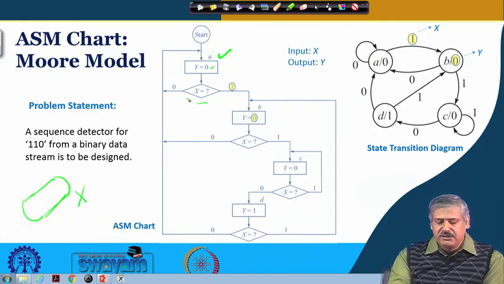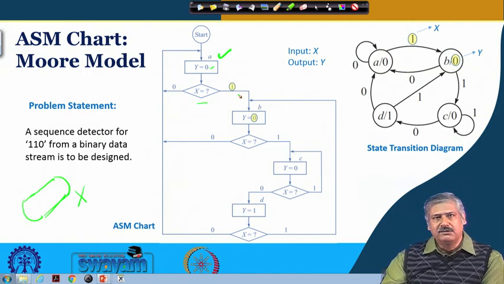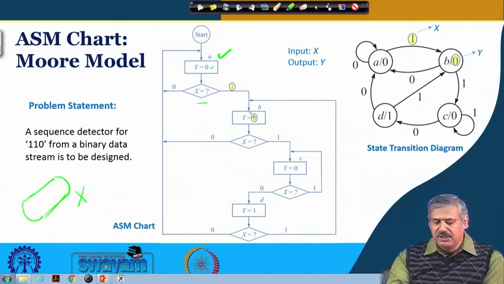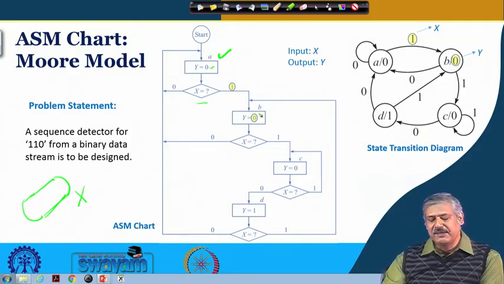So, if x is equal to 0, it will stay in A. That means no bit has been detected properly, and if x is equal to 1, it will come to state B. That means one bit has been detected properly, which still is not a case of generating the output. So we will discuss these circles and all that later, but do not consider them for the time being. So y is equal to 0.